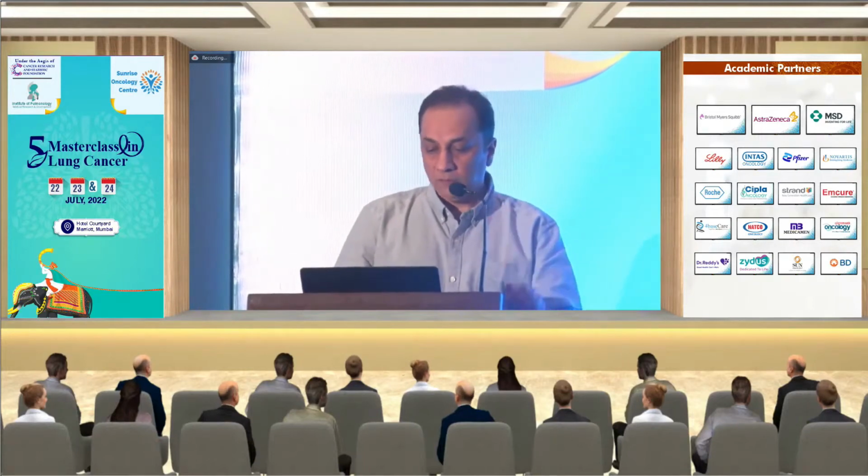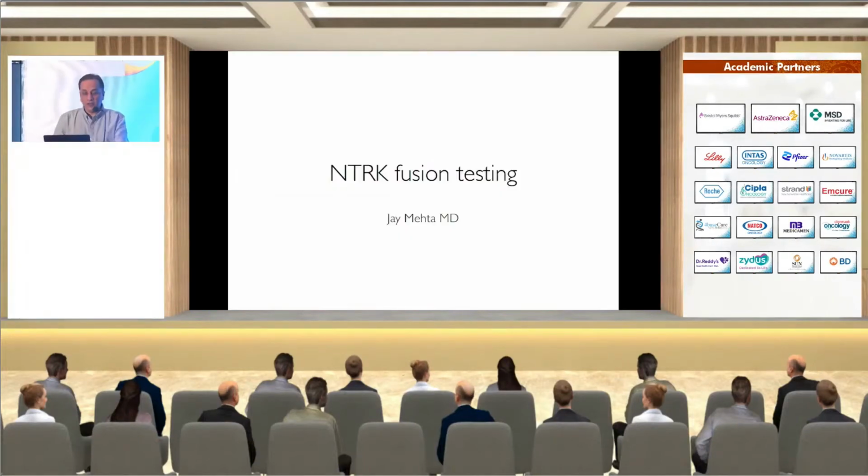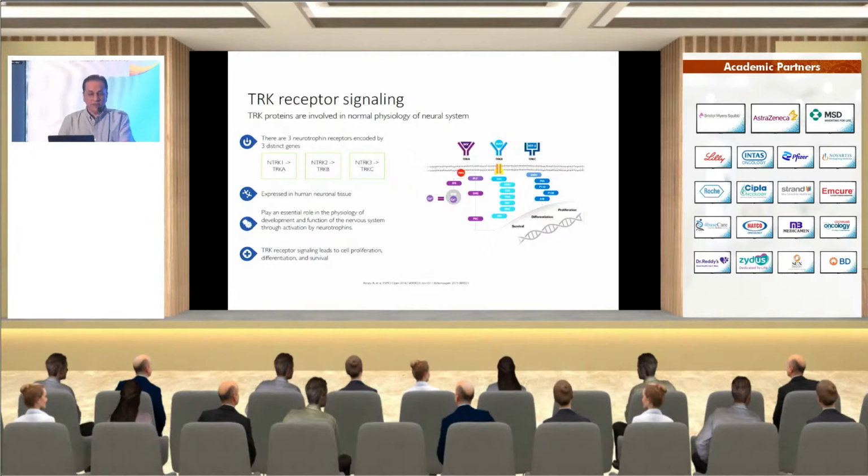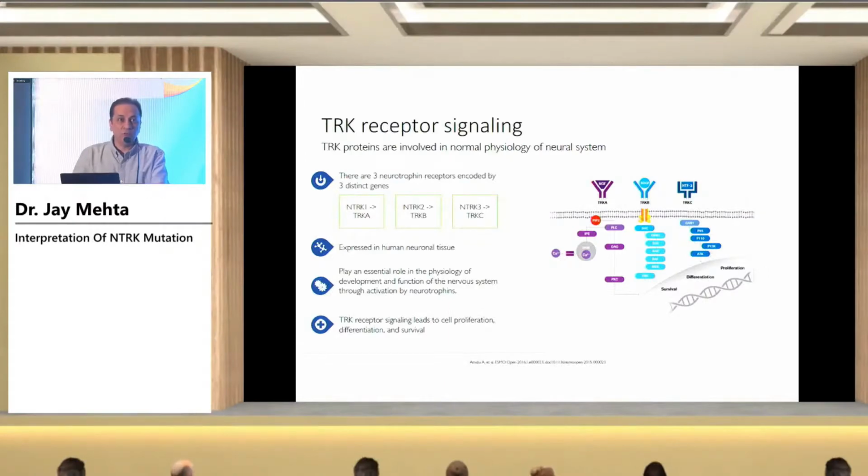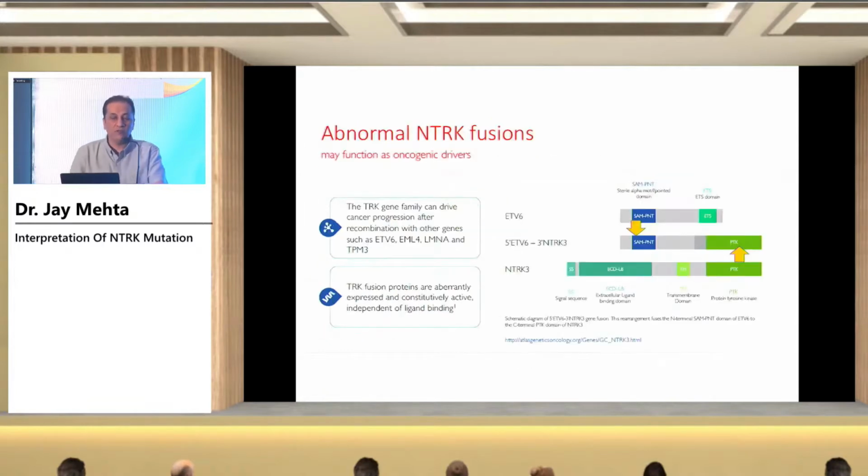Thank you. So the brief today is a talk on NTRK fusion testing, and there are multiple receptors. There are 3 of them, the NTRK receptors, and they're encoded by specific genes, NTRKs 1, 2, and 3. They're expressed in the human nervous system, and they play an essential role in the physiology of development and function of the nervous system through activation by neurotrophin. So that's going to be the ligand which binds to the receptor. The TRK receptor signaling leads to cell proliferation, differentiation, and survival.